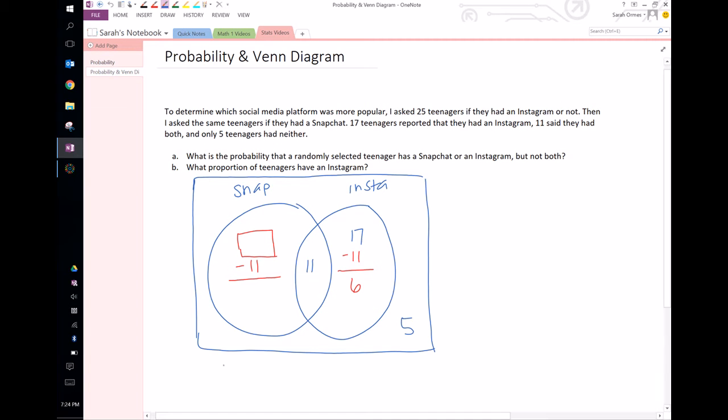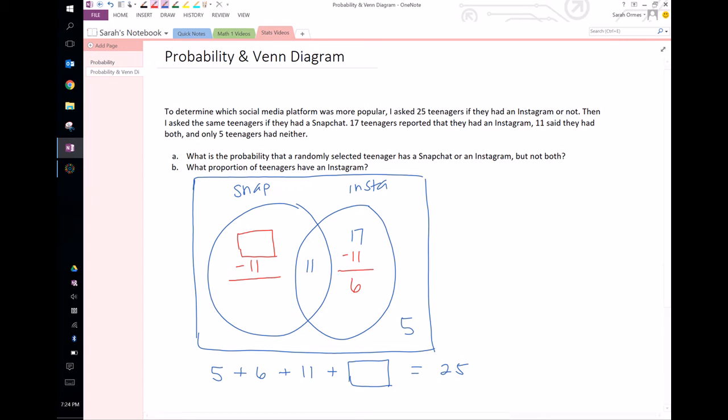Okay, so let's come down here. I know that I have 25 people total. So 5 people have neither. We found 6 people who have just an Instagram. 11 people have both. And then there's that red box, that number that I'm looking for. I don't know what it is. But all of those numbers together have to be 25.